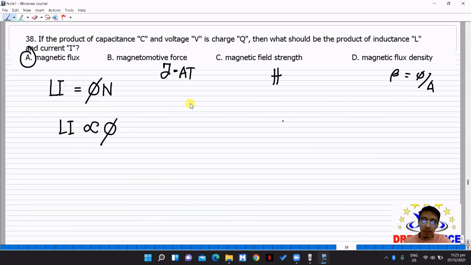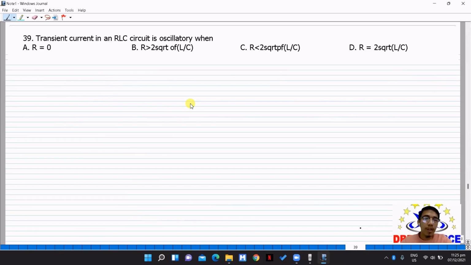Okay, next, number 39. Transient current in an RLC circuit is oscillatory when that is underdamped. Pag sinabi nating underdamped, less than. Okay, so letter C. Again, iba-iba lang yung itsura niya dito, pero pag ginumble-jumble mo yan, babalik ka lang sa discriminant. Okay, so magiging less than 0 po yan. Andito lang kasi yung R. Pag nilipat mo sa kabila, magiging discriminant po yan.